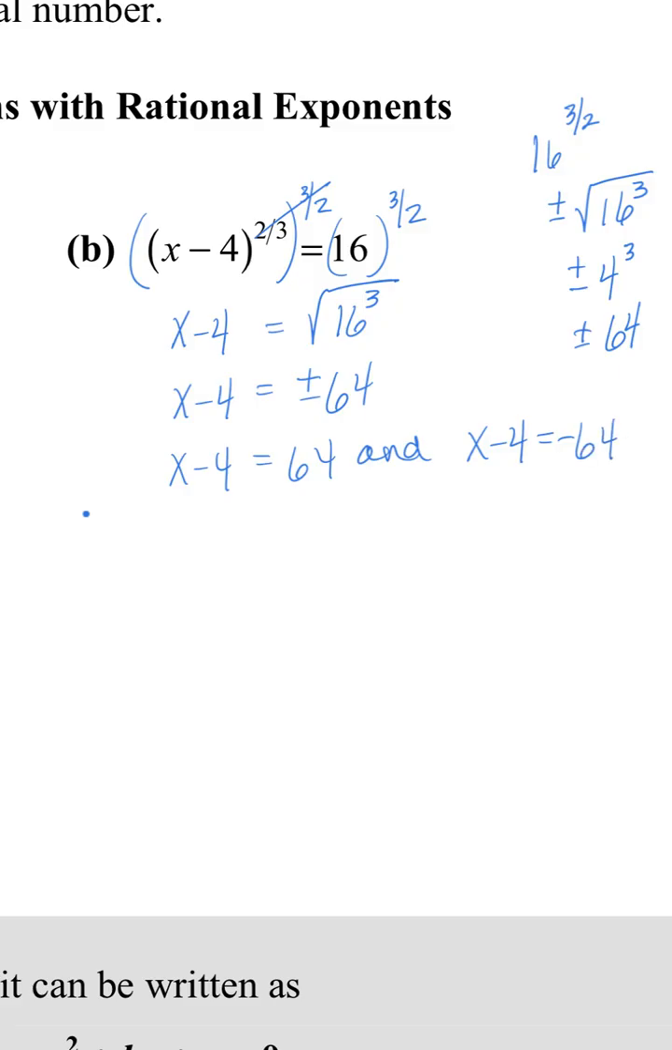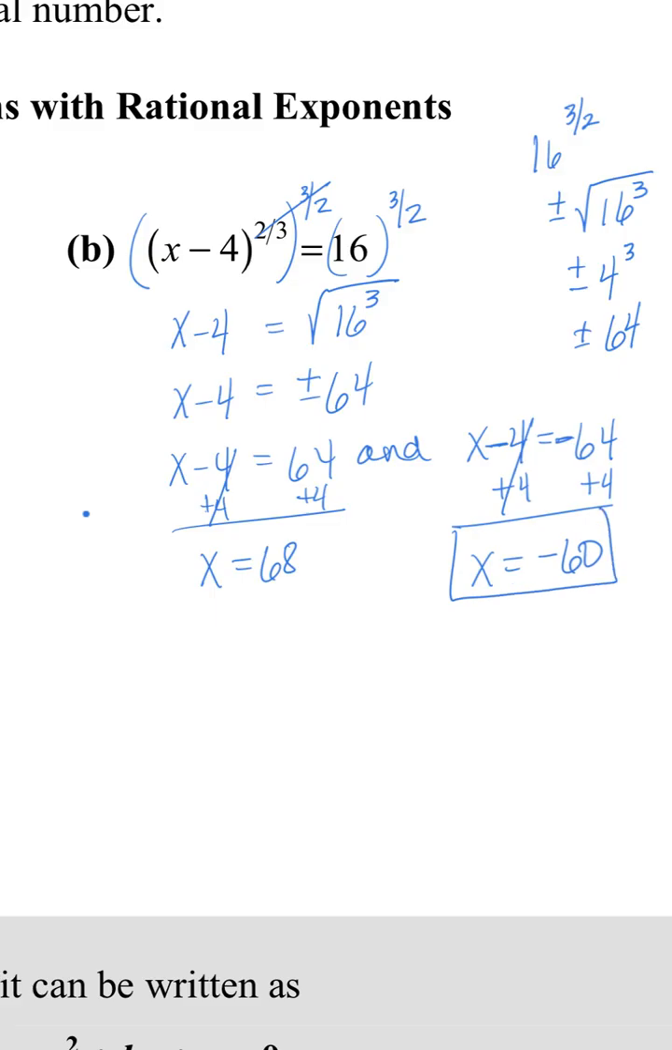So you have two proposed solutions. You add the 4 to both sides. So x equals 68. You add 4 over here as well, because it's still minus 4. x equals, now negative 64 plus 4 is negative 60. If you plug these back into your original equation, they both work. So your solution set is negative 60 and 68.